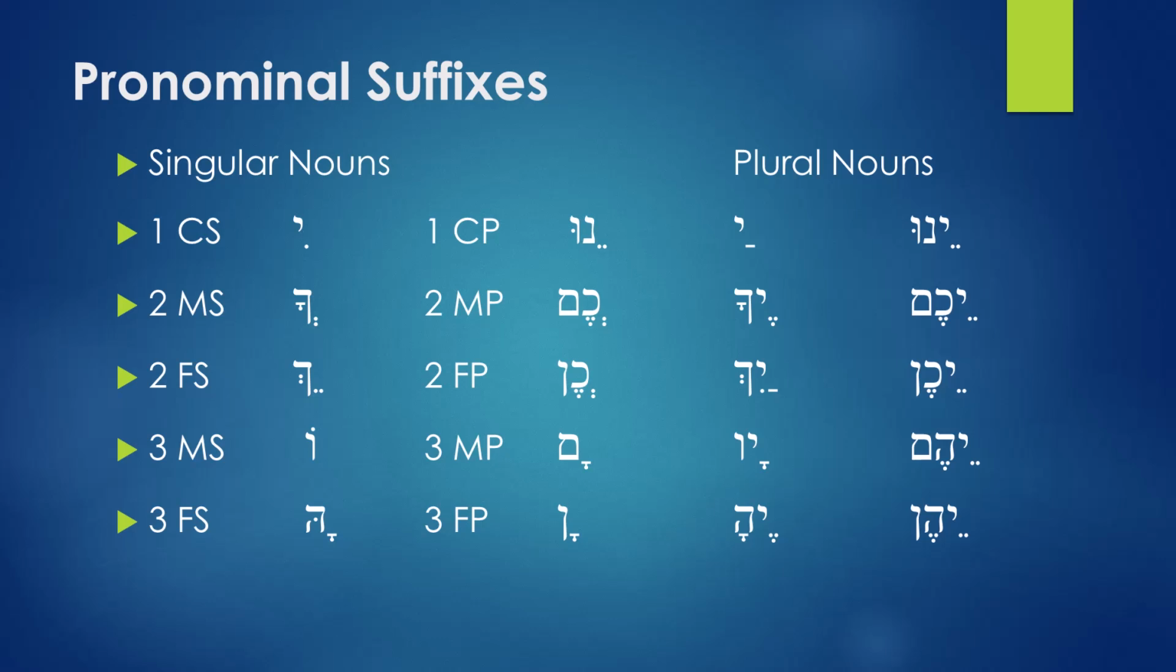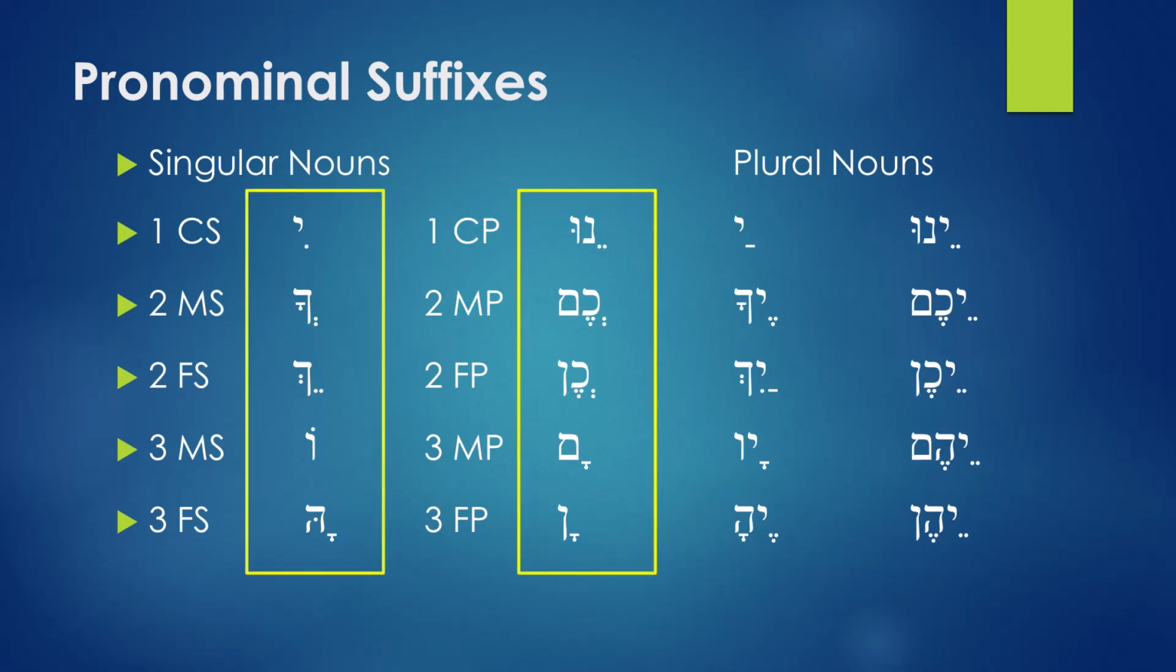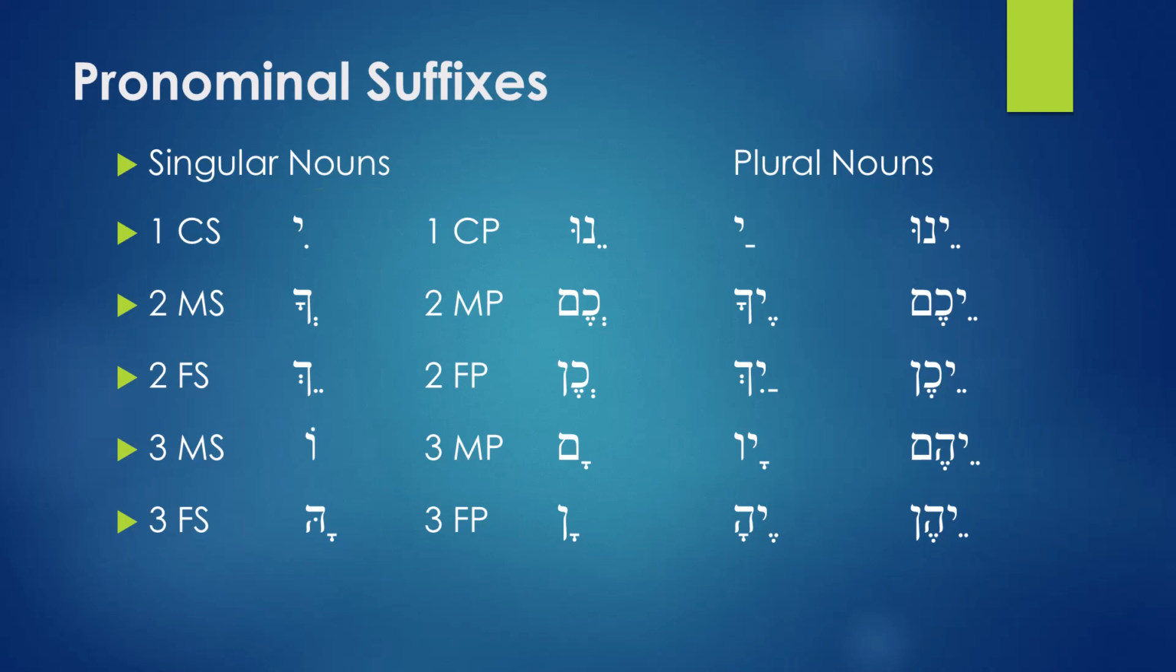Let's go through them. Now the first two rows, this one and this one, these are the ones that are added on singular nouns. For example, if you're talking about a horse and you want to show possession to the word horse, if you want to say my, her, or his horse, you're going to attach these endings here. These are the ones that allow you to say my, her, his horse. So these ones are added to singular nouns.